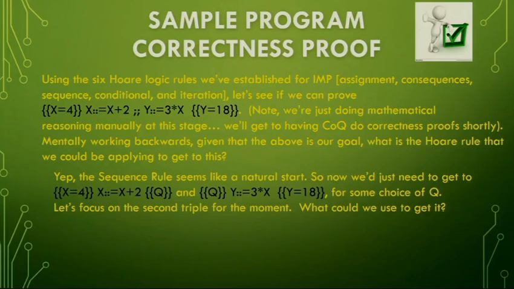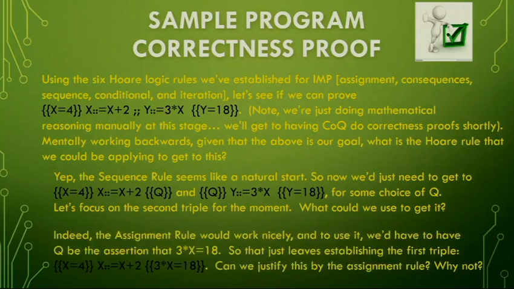Pretty close. If we had x equals 6 here, what rule would give us that? Assignment. Good. So we do want to use assignment, but remember how assignment works. For the assignment, don't look at this part yet. The assignment rule, what you actually have to have is not x equals 6, but 3x equals 18.